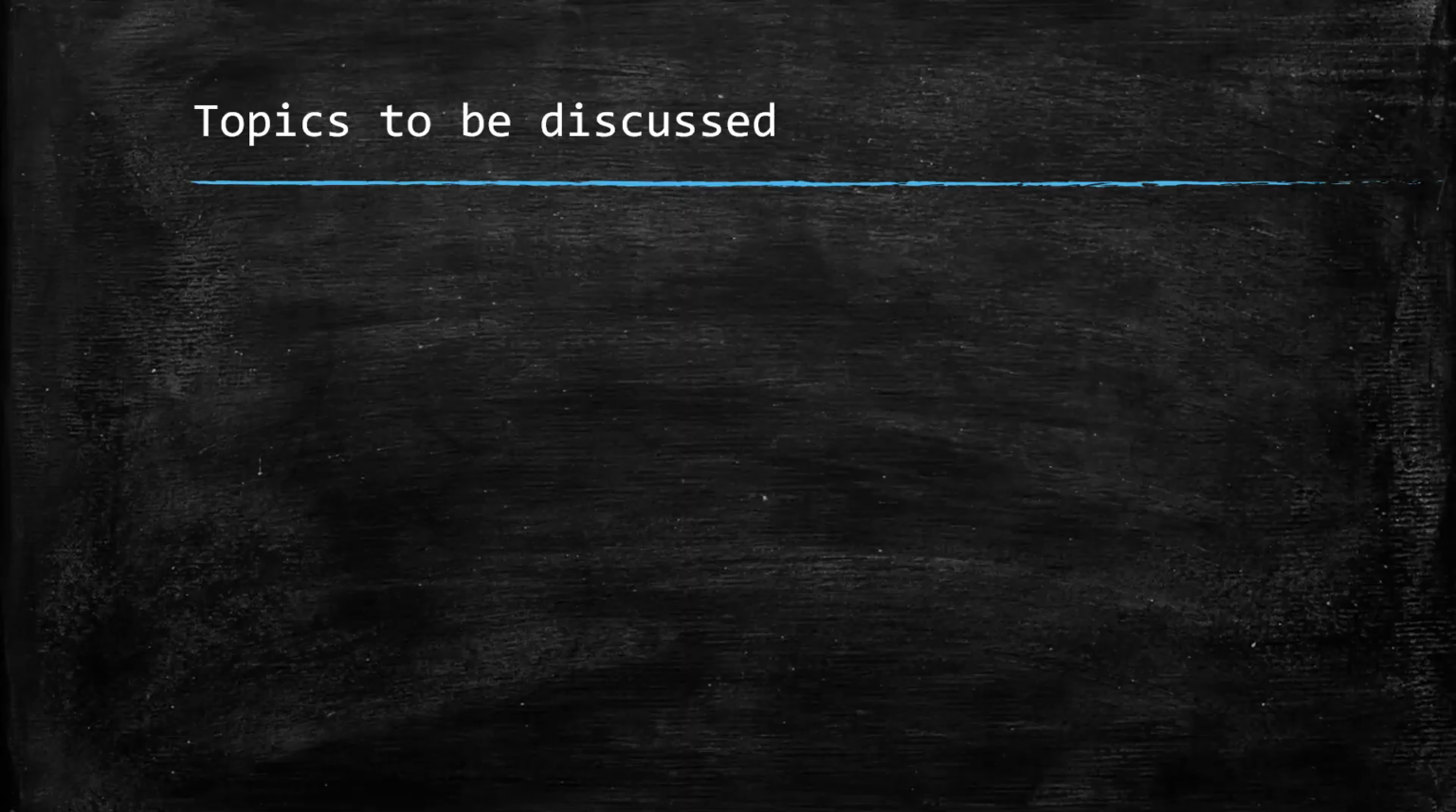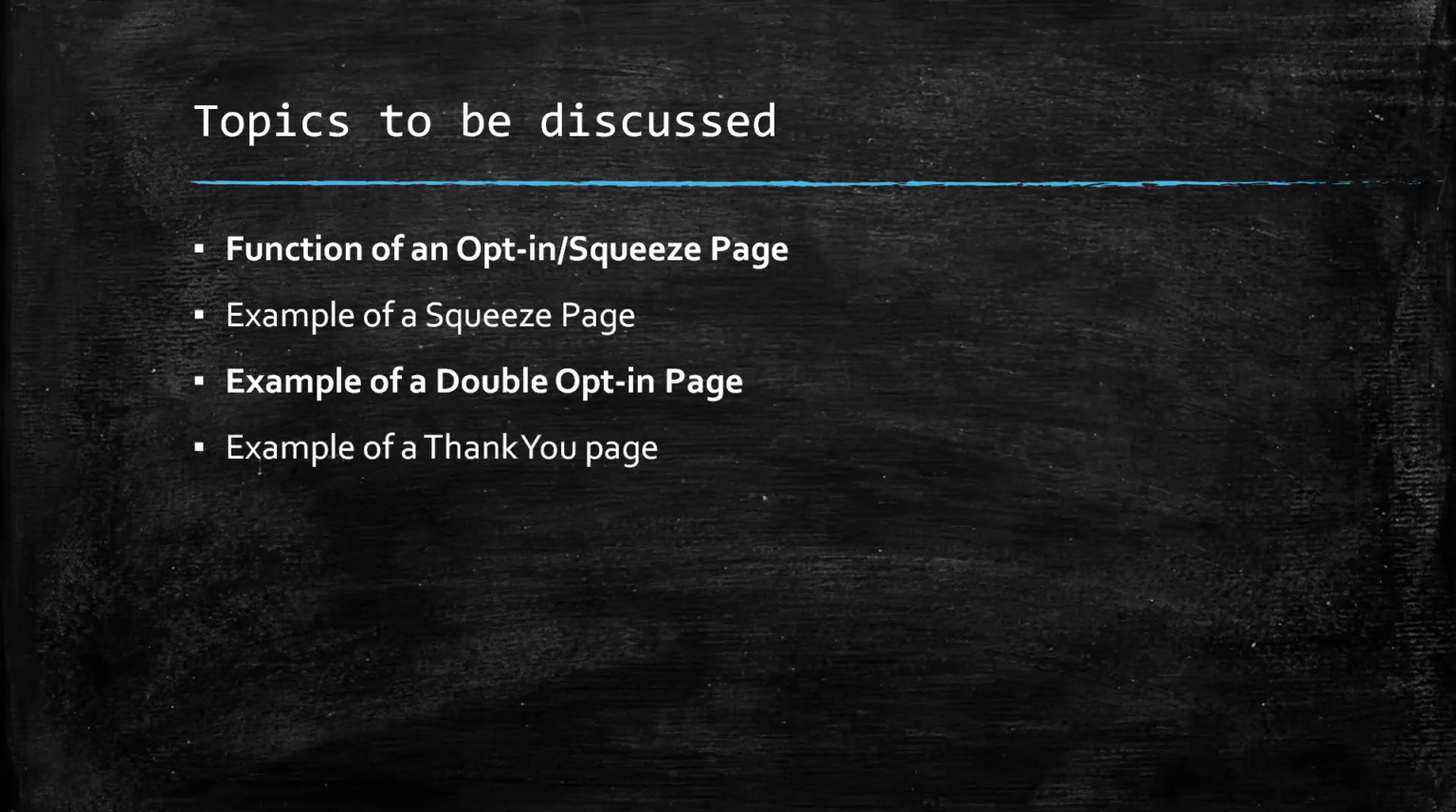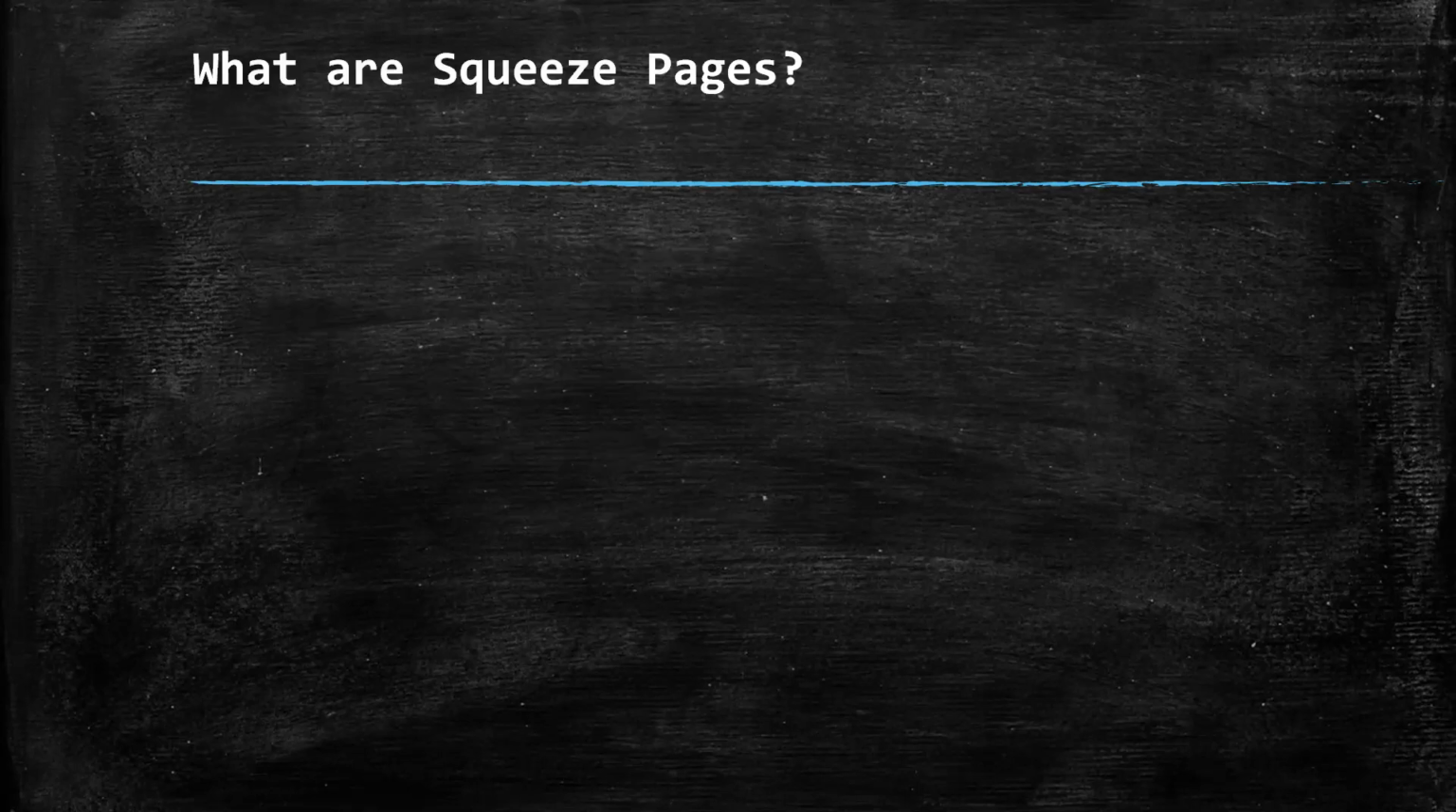The following topics will be discussed in this short video. We'll look at the function of an opt-in page, sometimes known as the squeeze page. I'll demonstrate an example of a squeeze page itself, followed by a double opt-in page that's designed for your email marketing list. We'll follow it up with a thank you page, and finally I'll demonstrate what a one-time only sales page can look like.